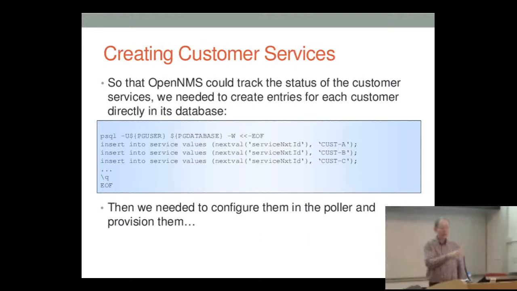Okay, so we've got this separate table in Postgres with all our customer information. So the next thing we needed to do was create services in OpenNMS and then provision these services on various interfaces on the devices. As we found, the easiest way to do that is to insert them directly into the OpenNMS database in Postgres. Again, I think this is where the wiki came in really helpful. So here's the example, creating three services in OpenNMS for customer A, customer B, customer C. Again, shell script, nice and simple, don't make it too complicated.